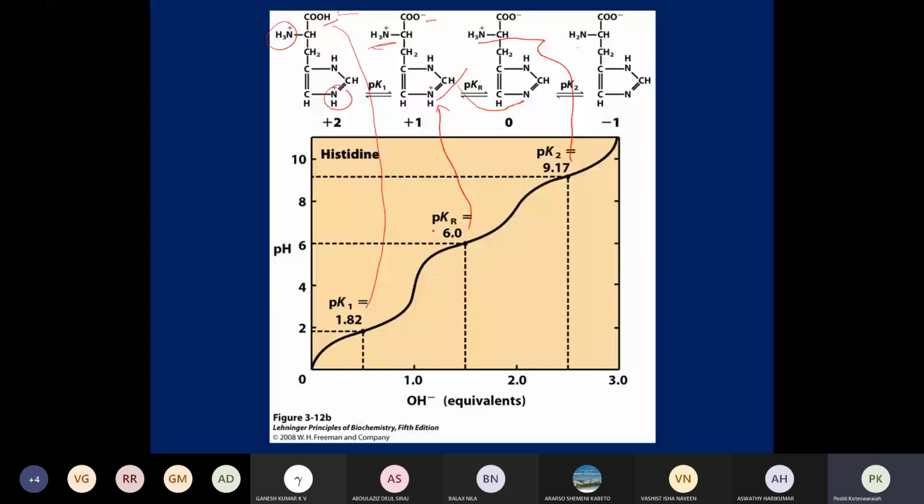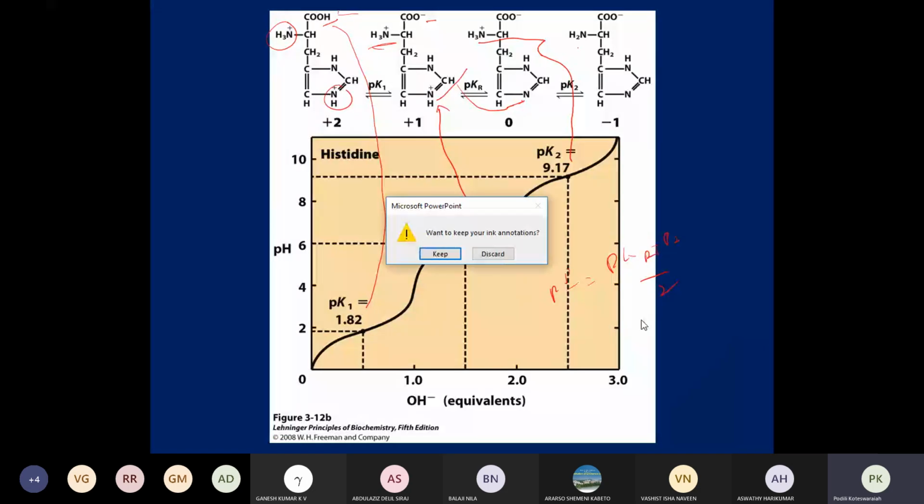Of course here it is written as pKr and pK2, it is okay. In some textbooks you will see pK1, pK2, pK3, or pK1, pKr, and pK2. pKr means it is the pK value due to the side chain. And in this case, again, the pI value is equal to pKr plus pK2 by 2. In the sense, this is an amino group, and this is also an amino group. So this is the way you need to understand the titration curves.